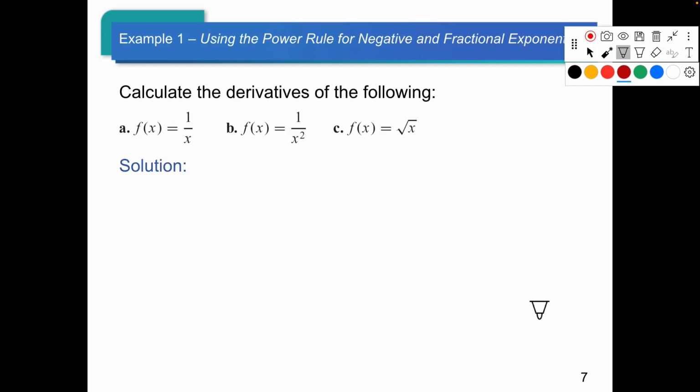And then like this. So, wow, how do I do this one? So, this first one, what's a way to write 1 over x?